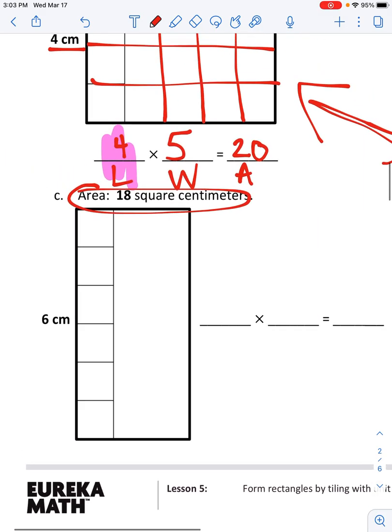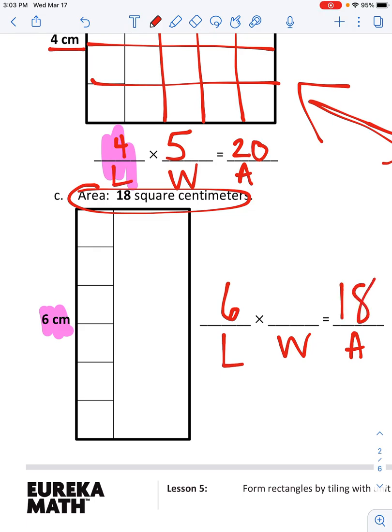Next one, area equals 18 square centimeters. So I know area equals length. Oops, I wrote the wrong thing. I know that it's length times width equals area. So if I look at my problem, my length is 6. My width, I don't know yet. And my area is 18. So I need to think 6 times what equals 18? Well, let's skip count. 6, 12, 18. I've made it there. So 1, 2, 3. 6 times 3 equals 18.